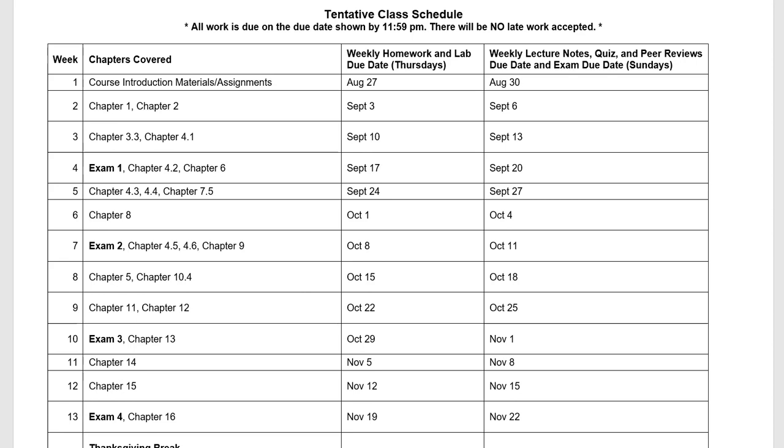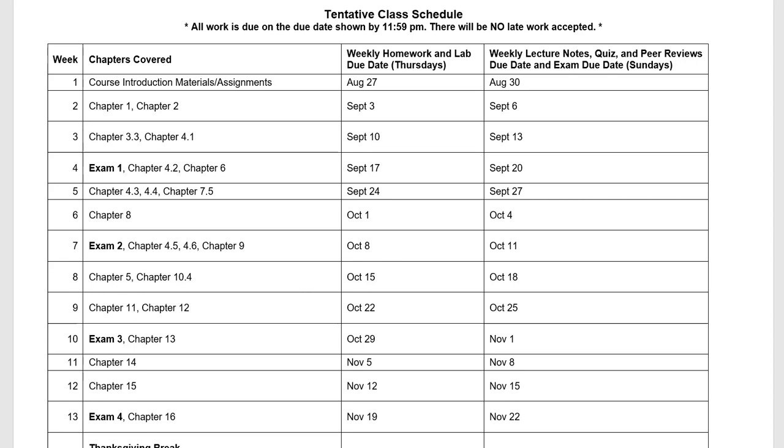And then, for example, exam 2 in week 7 there is going to cover everything after exam 1. So exam 2 will cover chapter 4.2, 6, chapters 4.3, 4.4, 7.5, and chapter 8. Okay, so the exams are not really cumulative. Of course, there could be some overlap just because of the material, but it's going to cover whatever comes after the previous exam up until that exam. And then after exam 2, you would focus on 4.5, 4.6, chapter 9, etc.